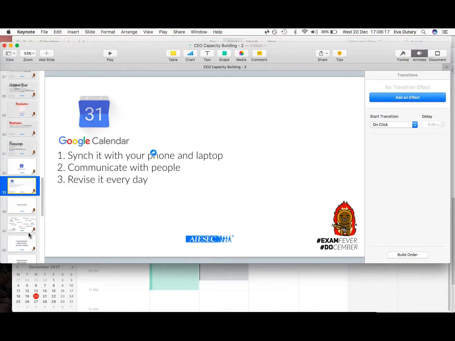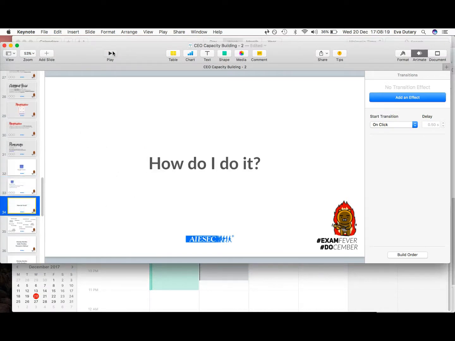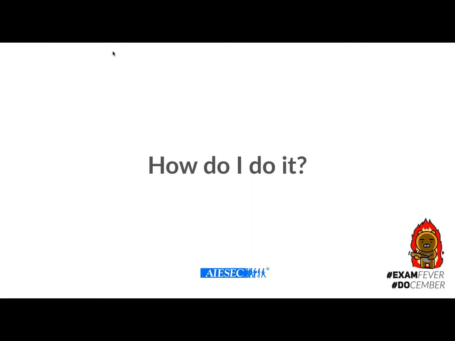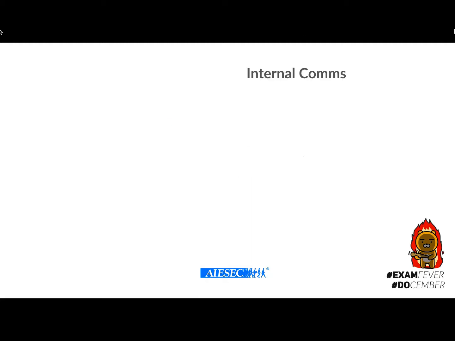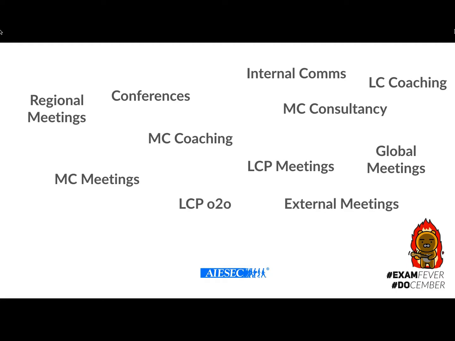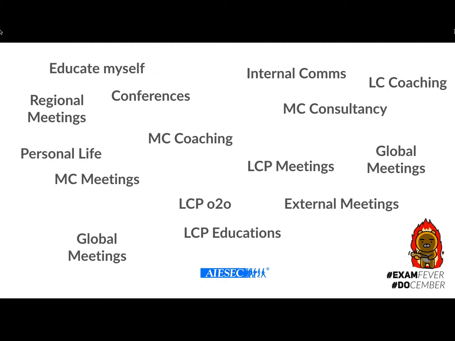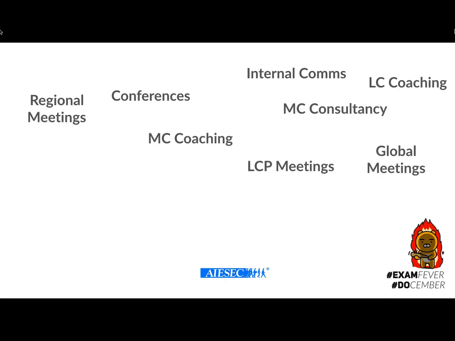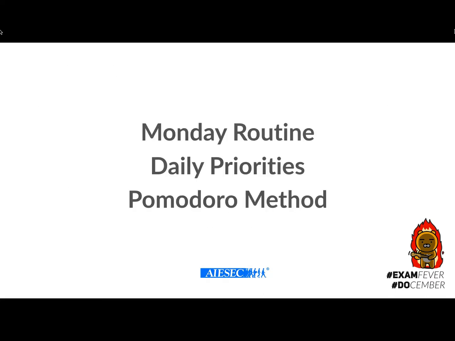And then the last thing is about how I do it. For me as an MCP, I have a lot of things to take care of, right? I have to take care of internal comms, LC coaching or conferences, MC consultancy, regional meetings, MC coaching, global meetings, LCP meetings, MC meetings, external meetings, LCP one-to-ones, LCP education. I need to educate myself. I need to have my personal life. So at the end of the day, it's a lot of stuff that I need to take care of at the same time. And sometimes it really can be a bit overwhelming.